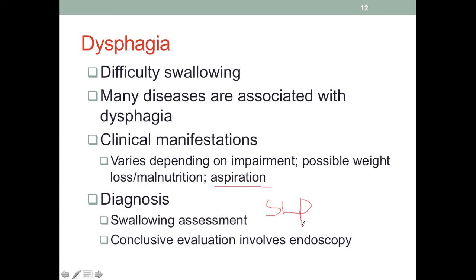During your clinical rotations, I would highly recommend asking if you can observe this being done. It will help us to better understand not only the anatomy of that part of the body, but also what exactly is going on with swallowing difficulties.